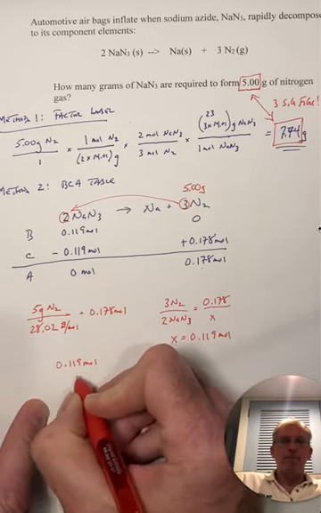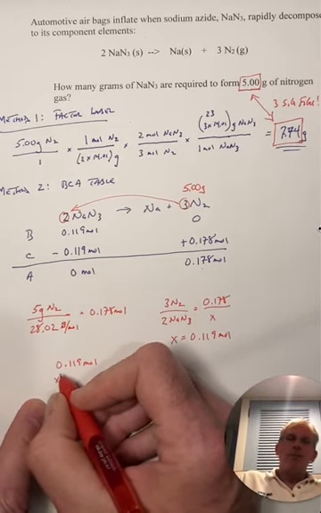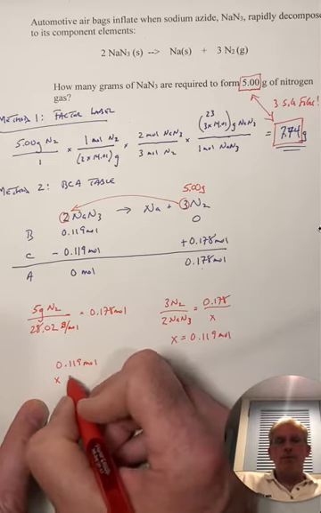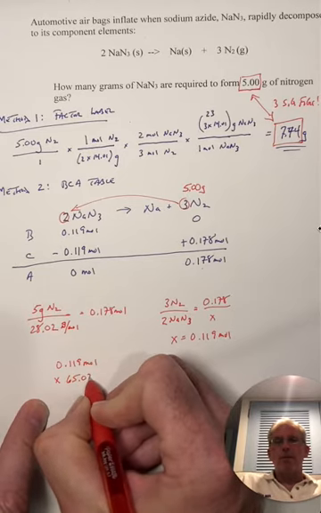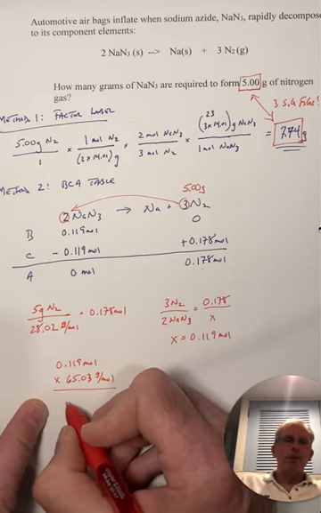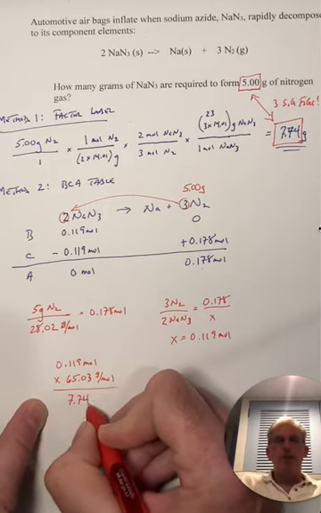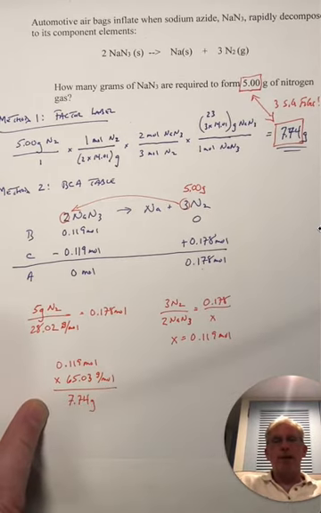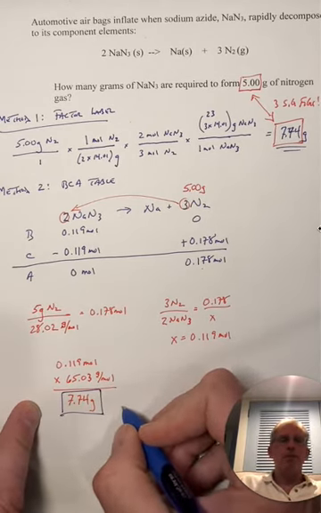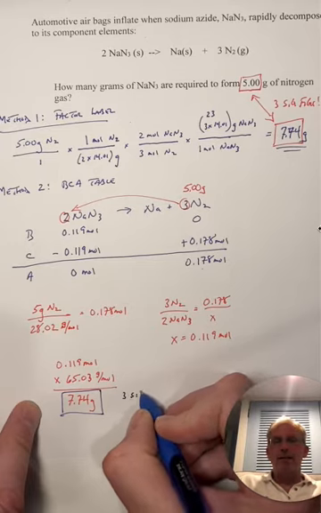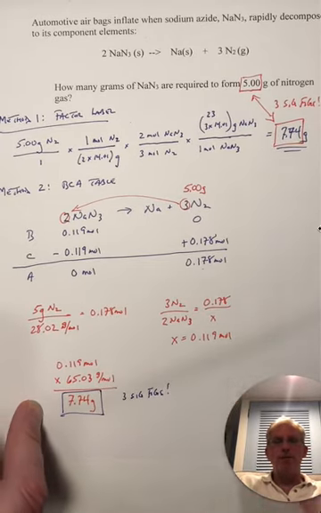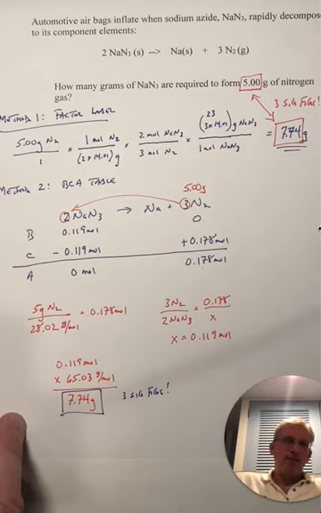Now I want to convert those moles into grams, so I'm going to multiply by the molar mass of sodium azide. And the molar mass of sodium azide is 65.03. As we saw in the previous video, it's 23 grams per mole for the sodium, and then 3 14s for the nitrogen. And so if I multiply those together, I get my 7.74 grams, and that has the 3 significant figures that I need.